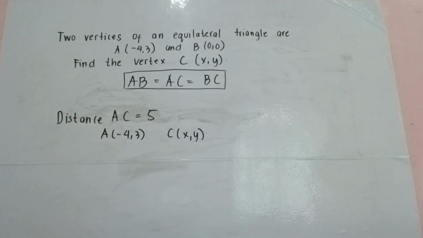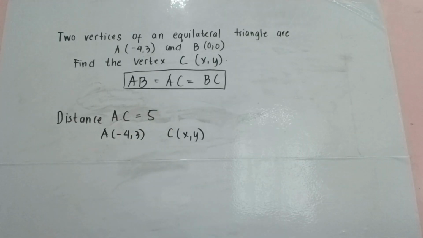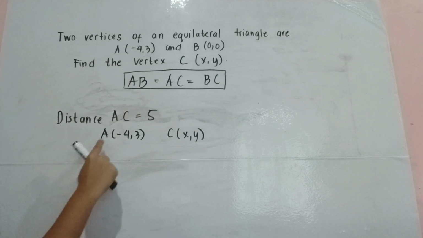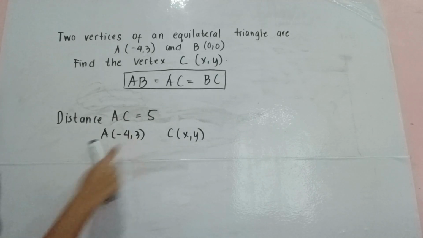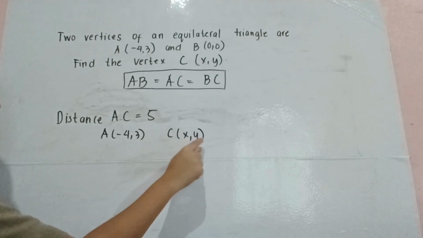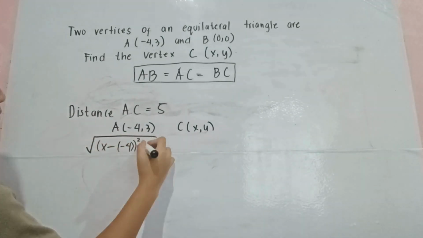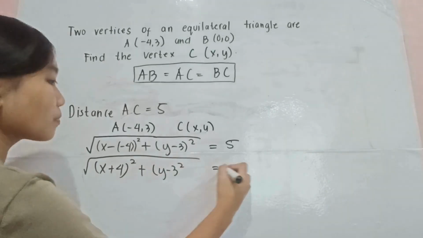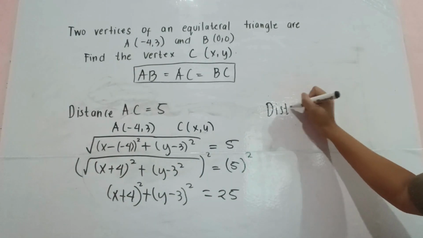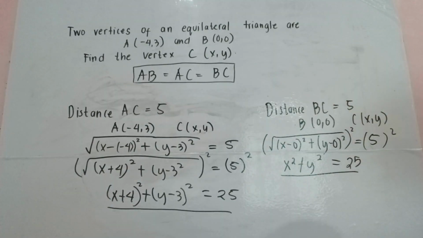To set up the distance equations for AC and BC, let us assume that the x and y values of C is x and y. Now, substitute these values. For A, let us use -4 and 3 as our x sub 1 and y sub 1. For our C, let us use x and y as our x sub 2 and y sub 2. Now, we have a system of two equations with two unknowns x and y.